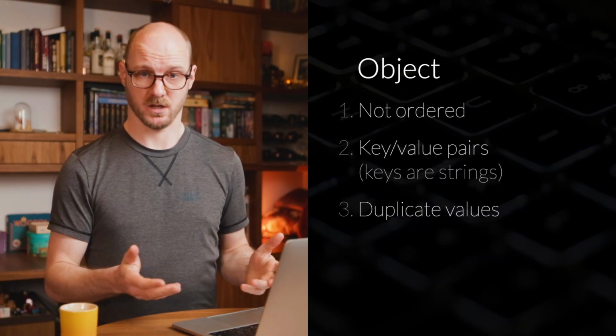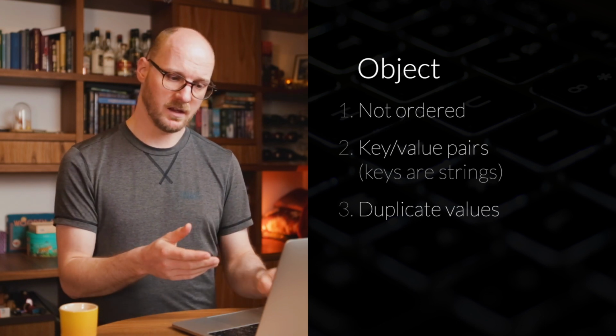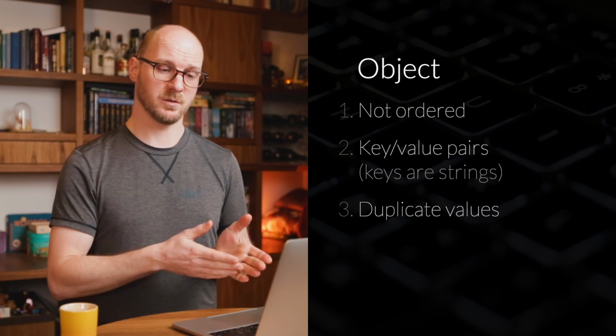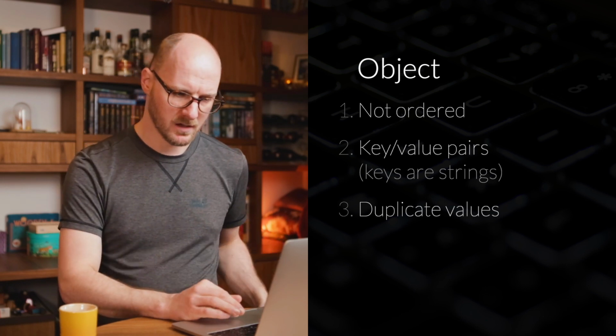Next, let's look at objects. Objects are not ordered, they're key value pairs, they allow duplicates, and the keys have to be strings. So they're very different from arrays. Because they're key value pairs, they allow for a different type of access. And this was the first question I mentioned earlier. If you need random access somewhere in the middle of whatever your collection is, then an object allows you this. By knowing its key, you can simply access the value.